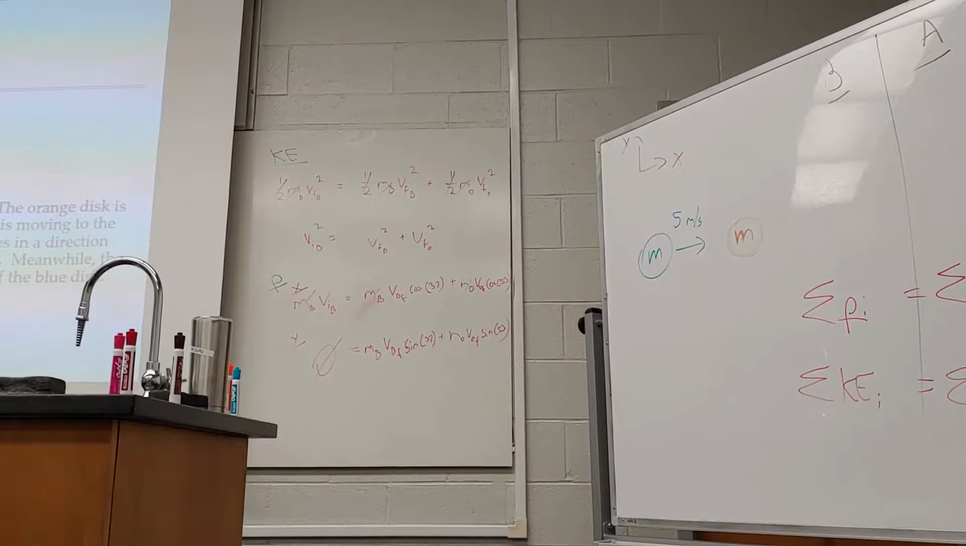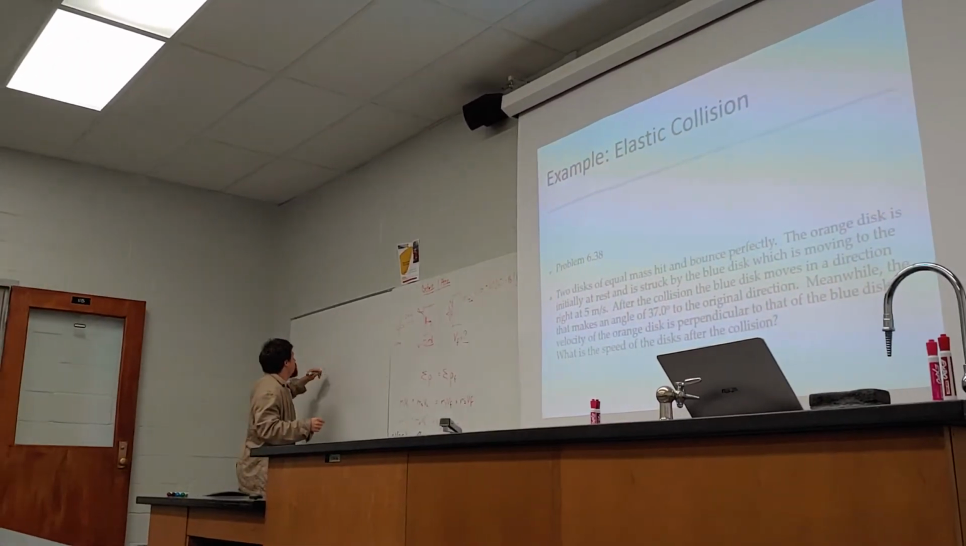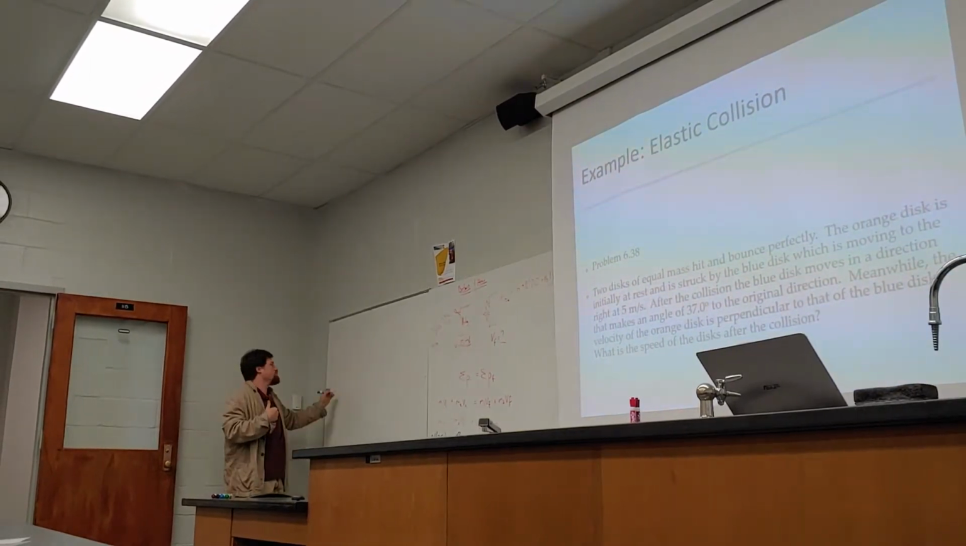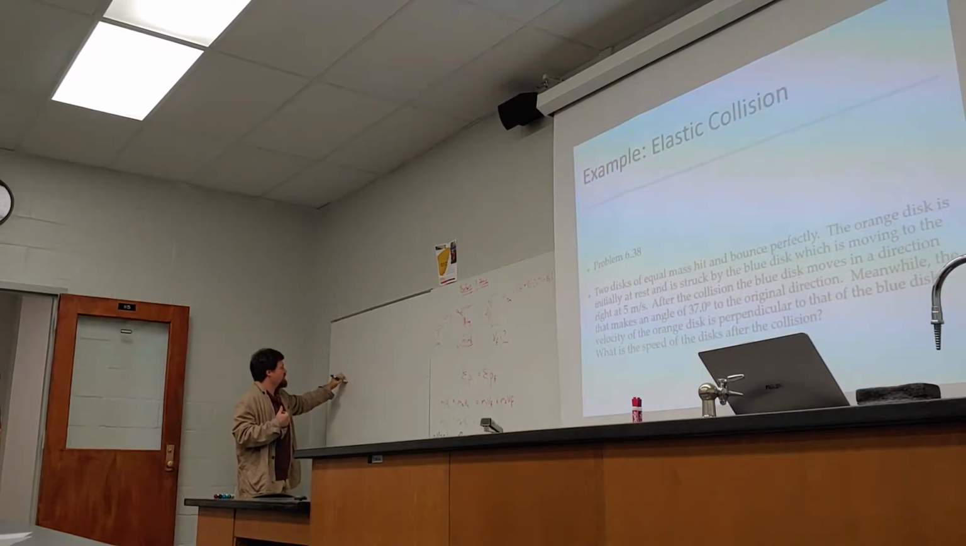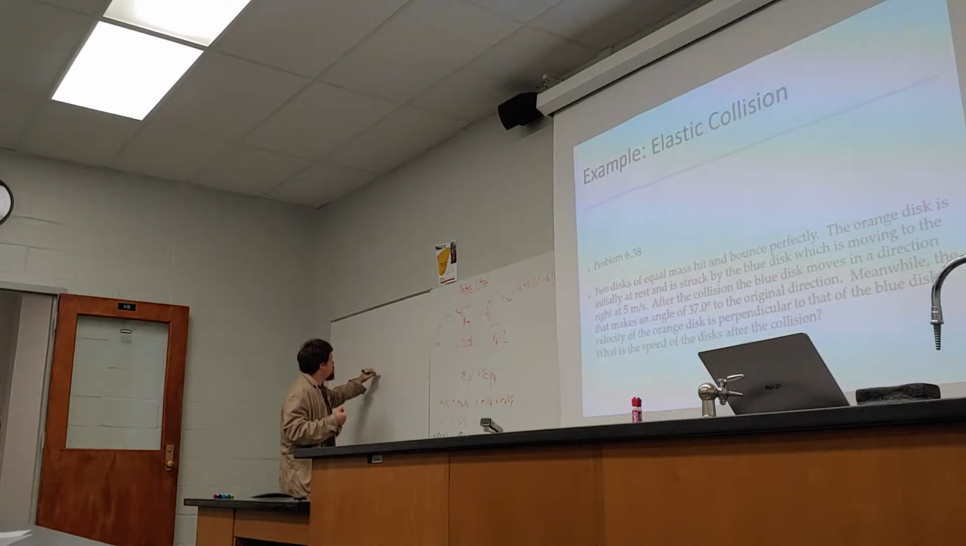So we have velocity initial squared, which is 5, equals velocity blue final squared plus velocity orange final squared. So this is the kinetic energy assumption that we made. And I'm going to choose to use the momentum y assumption that we made. That is 0 equals v blue final times sine of 37 plus v orange final times sine of 53.